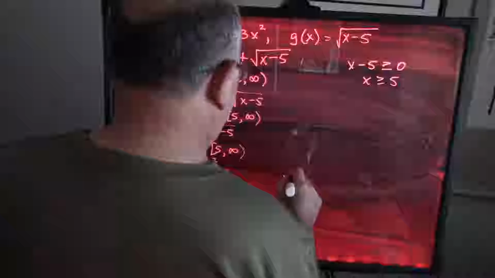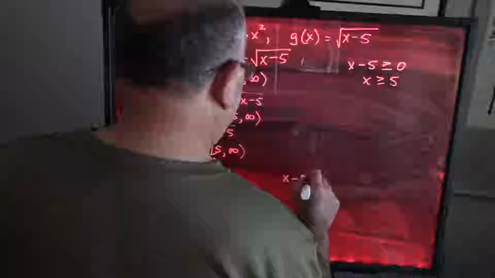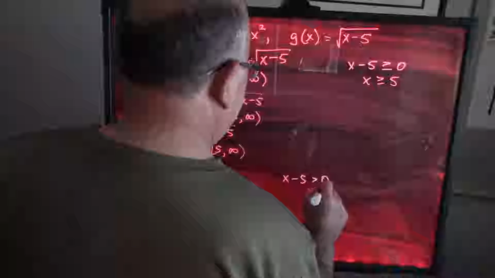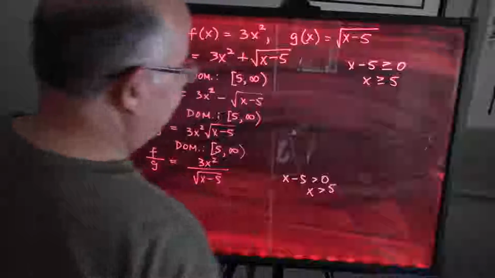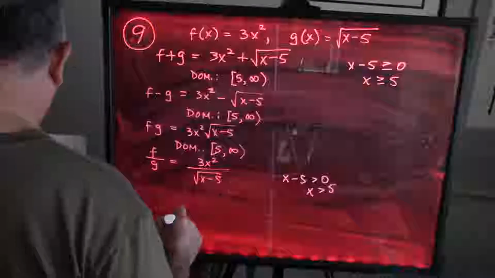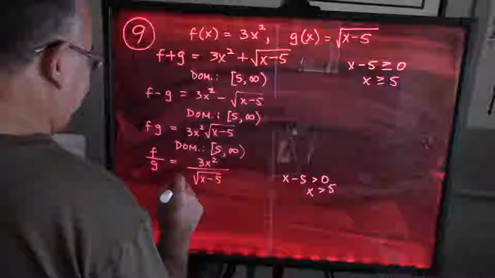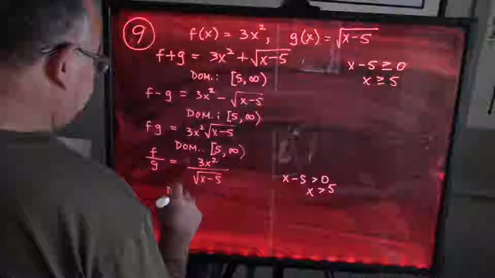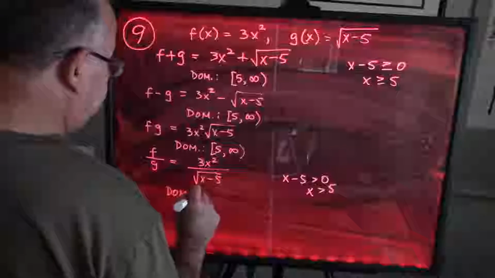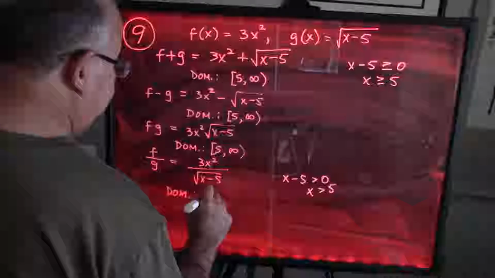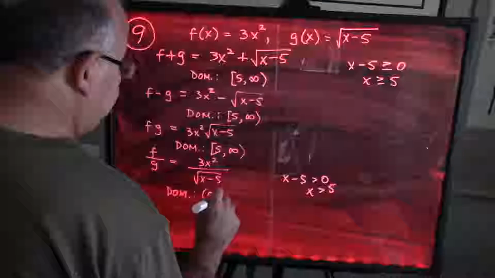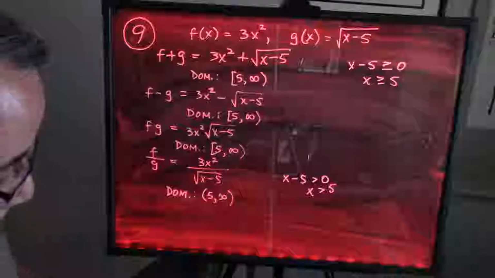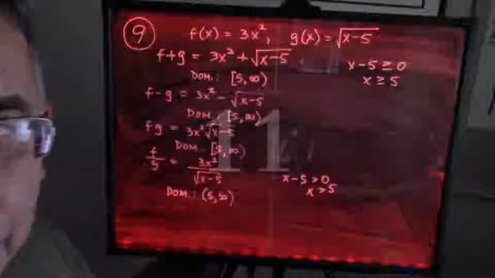So x minus 5 has to be greater than 0. Cannot equal 0. So that means x must be greater than 5. So the domain of this is 5 to infinity, and not including 5. And there you go.